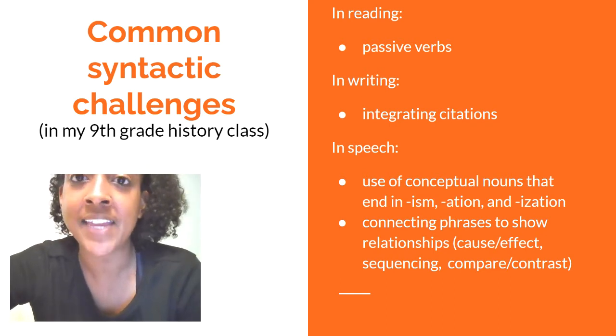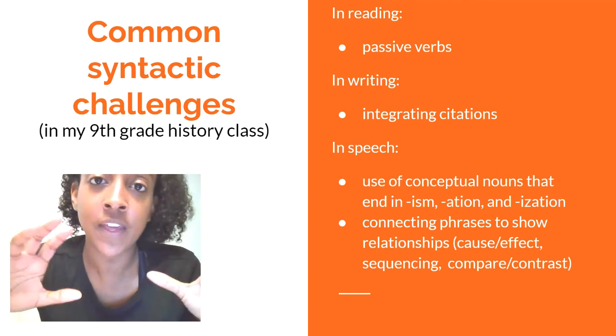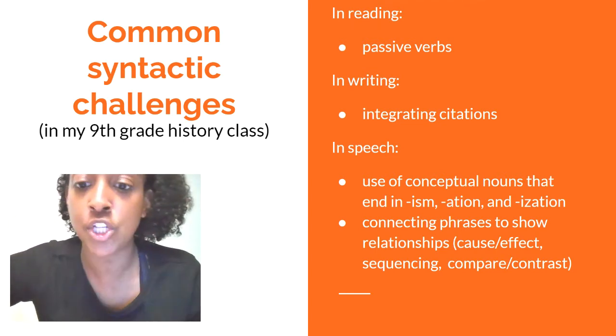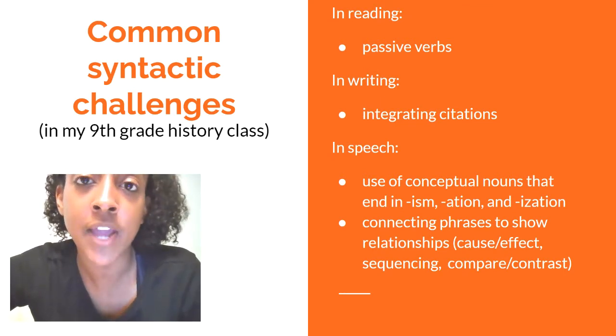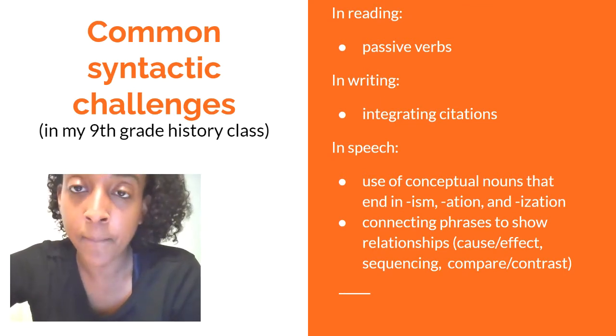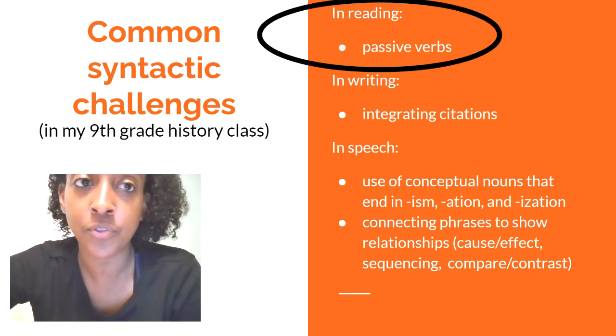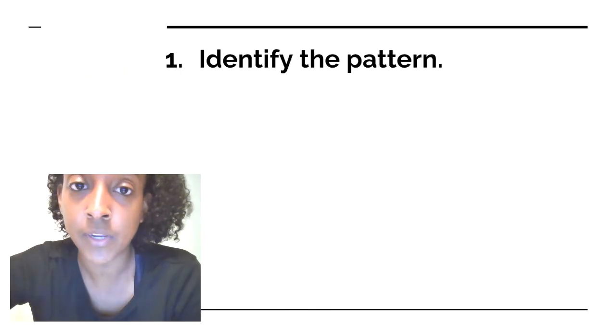Additionally, they have a hard time connecting complex sentences with multiple phrases that might show different relationships, like cause-effect relationships, sequencing, or compare and contrast. But for this example, I'm going to be focusing on how we can target passive verbs in their reading to help students better understand what it is they're reading about.